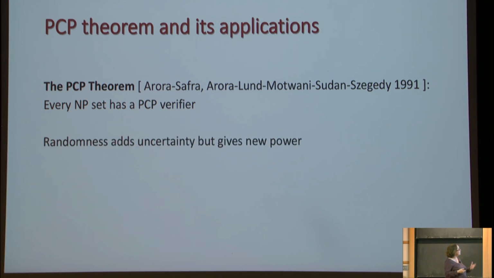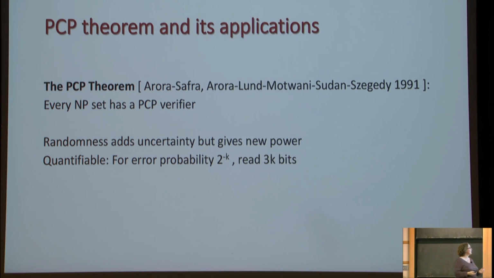So the way to view this is that randomness adds some uncertainty to the proof, because if you're only going to read a constant number of bits, you might make a mistake, but you get more power because you only read a few bits. And this is quantifiable. If you're willing to work with an error probability that's very low, like 2 to the minus 1,000, you just need to read roughly 1,000 bits. So this is in fact applicable these days. People use PCPs because an error probability of 2 to the minus 1,000, you can argue, is smaller than that of the proofs that we write in English.